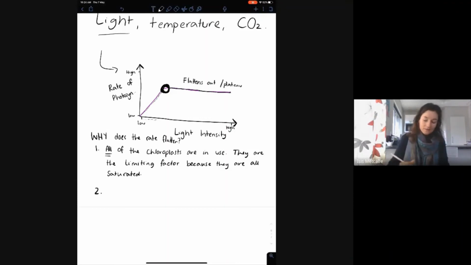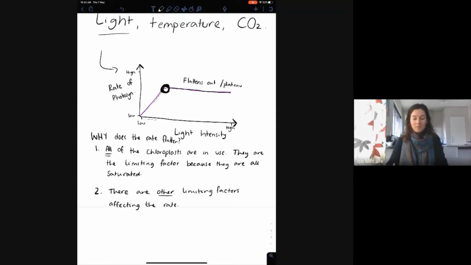The second reason is because there are other limiting factors affecting the rate. And I think I'm just going to leave that at that point, and I'm going to explain what I mean by that in a little bit.